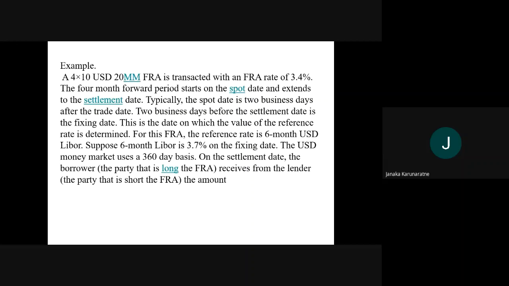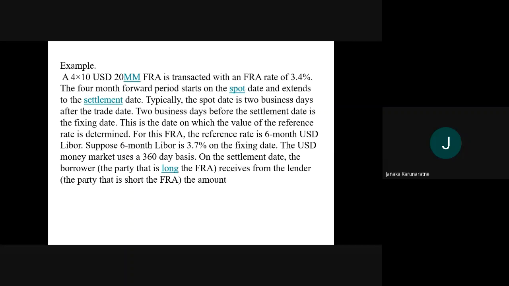So let's look at a more technical, advanced question. A 4 by 10 US dollar 20 million FRA is transacted with an FRA rate of 3.4%. The 4-month forward period starts on the spot date and extends to the settlement date. Typically, the spot date is 2 business days after the rate date. Two business days before the settlement date is the fixing date, the date on which the value of the reference rate is determined. For this FRA, the reference rate is 6 months US dollar LIBOR.